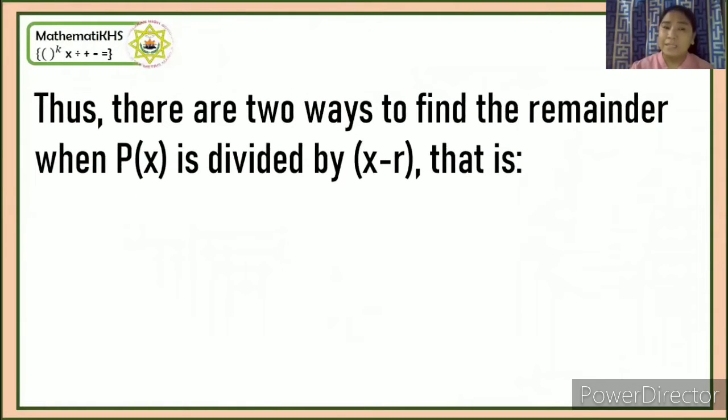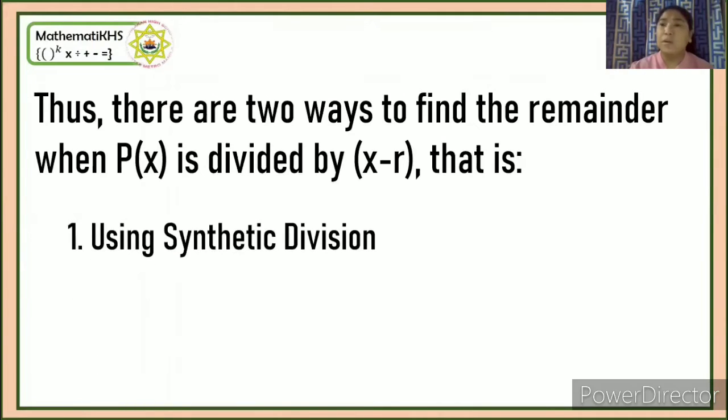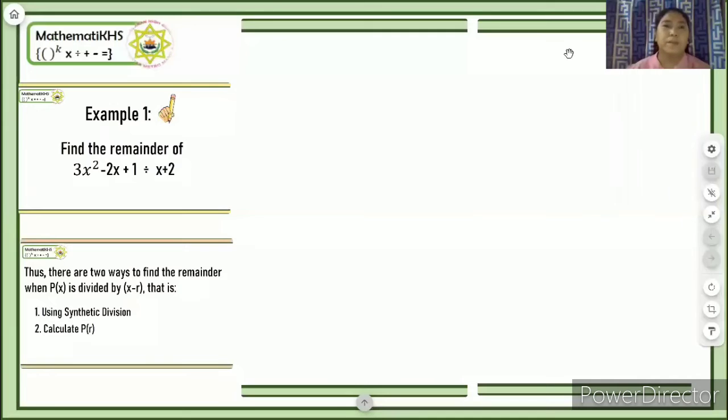Thus, there are two ways to find the remainder when p of x is divided by x minus r. So what are the two ways? One, using synthetic division, and the other is to calculate p of r. In order for us to understand the remainder theorem better, let us go to example number 1. Find the remainder of 3x squared minus 2x plus 1 divided by x plus 2.